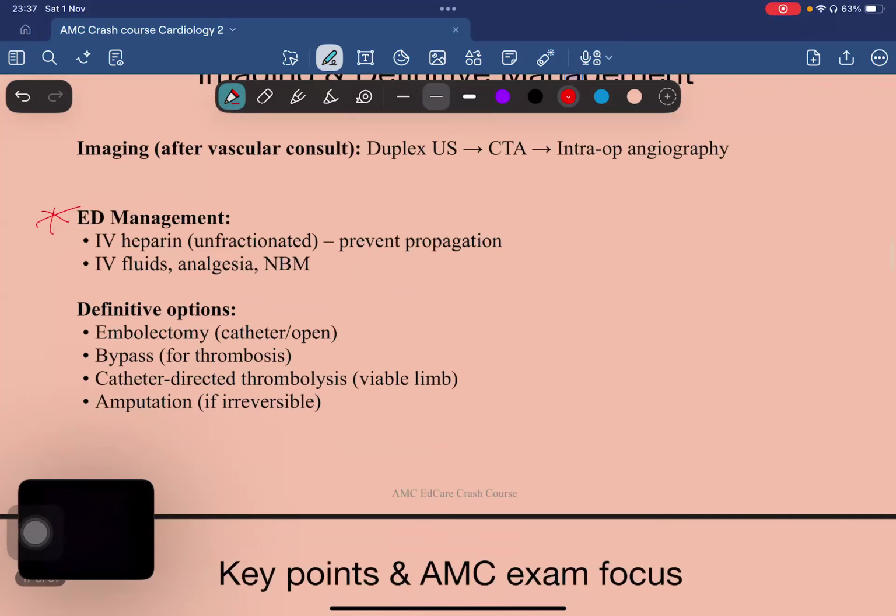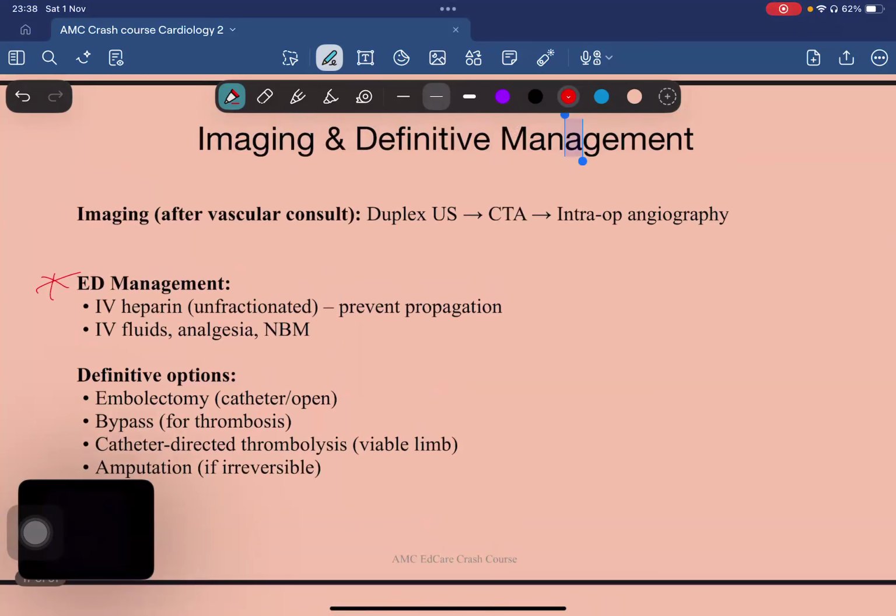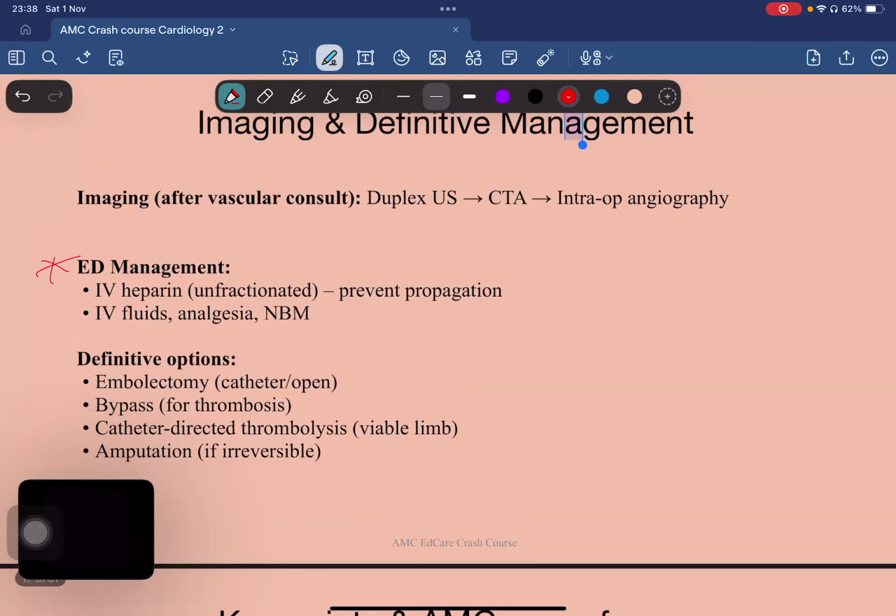The definitive options would be embolectomy. You could either go open or catheter based for embolic occlusion. And then you would go for a bypass surgery for thrombotic diseases. And there's catheter-directed thrombolysis. I'm sure this is explained in the guidelines; I'm just going through these. And like we discussed, if it's an irreversible limb, we would go for an amputation. Those are the definitive management options and the first steps that we have to do. It's very important to know these things because AMC would direct you to asking what's the first step, what now that we've given heparin, what would we do next, likewise. So it's good to know the order, or good to know it as a flow chart, however that works for you all.